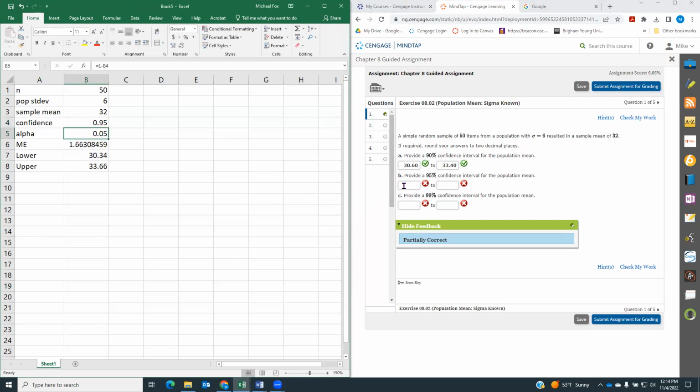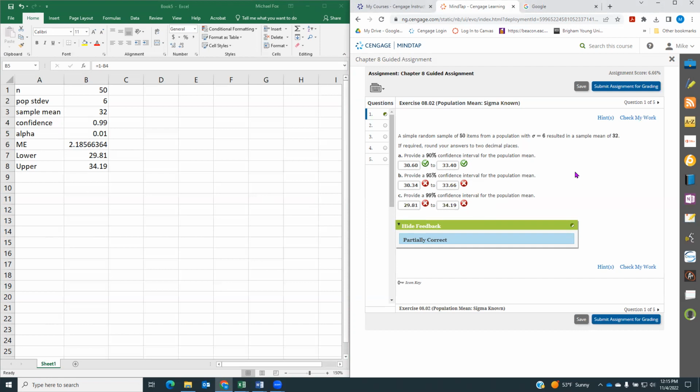Now I have a new lower 30.34 and a new upper 33.66. And the last one is a 0.99 confidence or a 99% confidence interval. So my new lower is 29.81 and my new upper is 34.19.